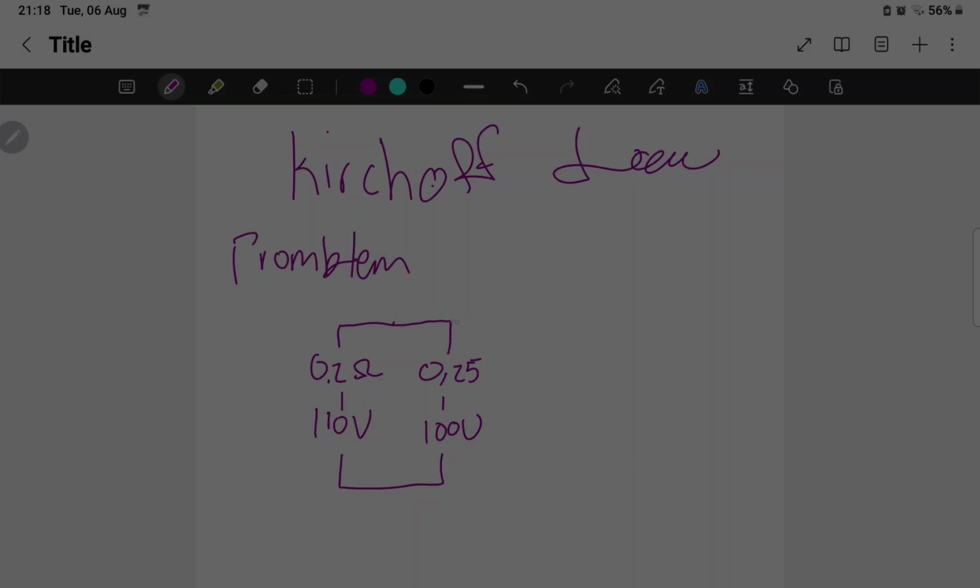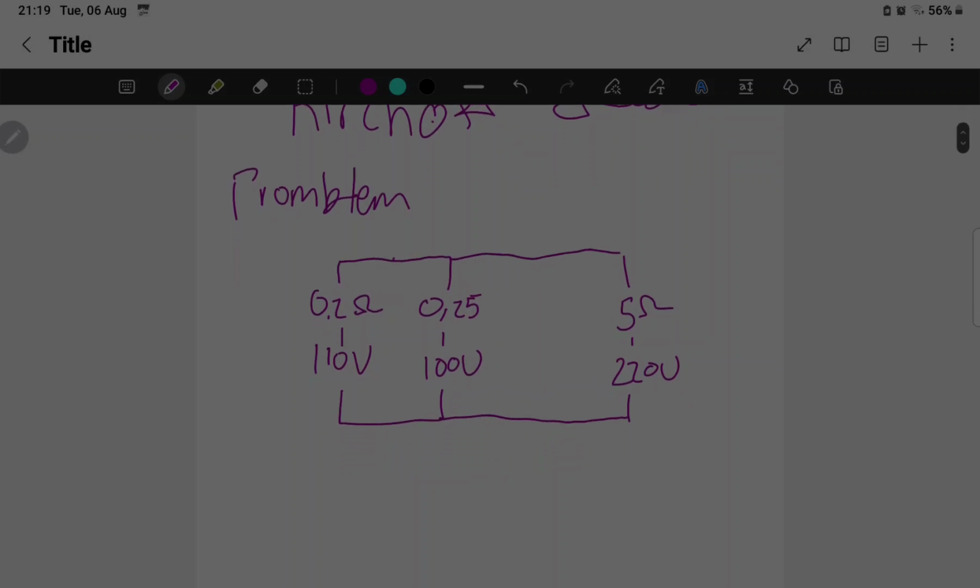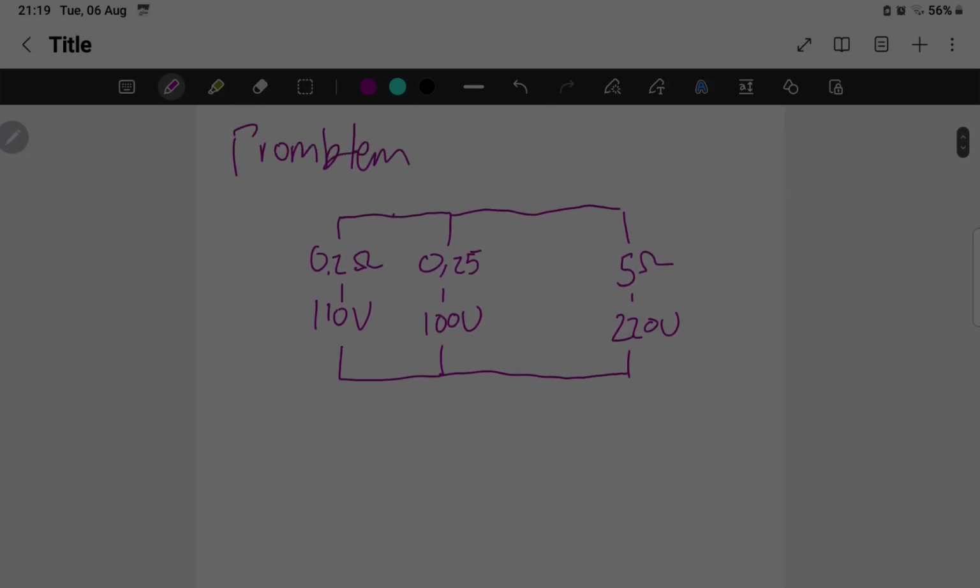another circuit over here with a 200 and 20 volts, and an internal resistance of 5 ohms. So I think this is basically straightforward. After this we are going to apply Kirchhoff's law.